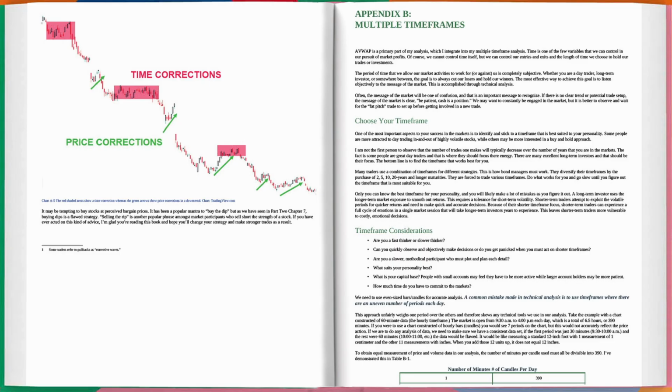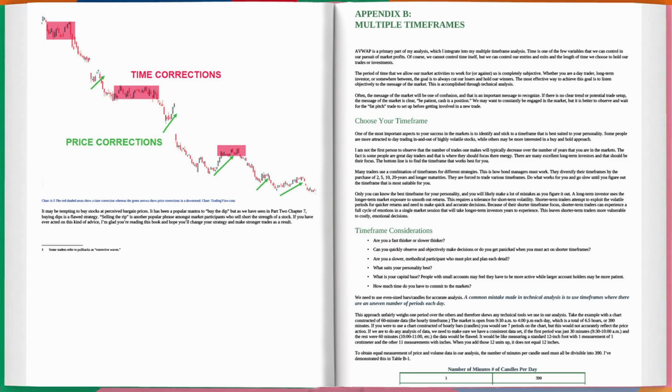Time frame considerations. Are you a fast thinker or slower thinker? Can you quickly observe and objectively make decisions, or do you get panicked when you must act on shorter time frames? Are you a slower, methodical participant who must plot and plan each detail? What suits your personality best? What is your capital base? People with small accounts may feel they have to be more active, while larger account holders may be more patient. How much time do you have to commit to the markets?